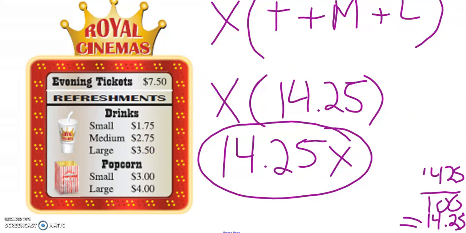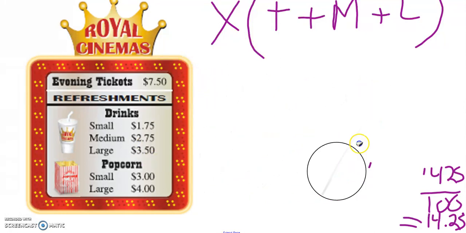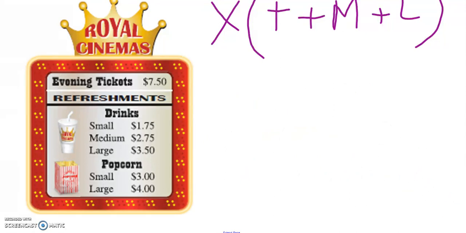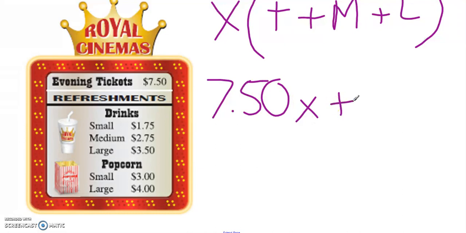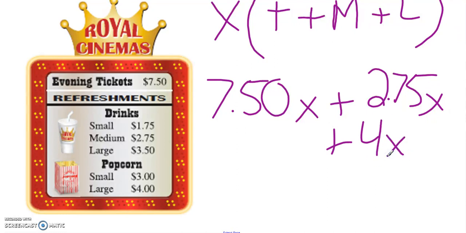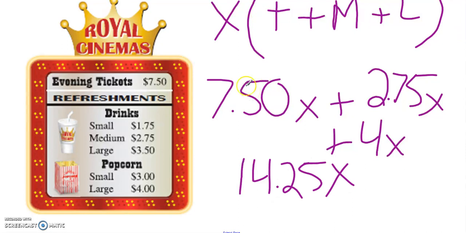However, I'm not going to do all of it, but if you didn't see what I saw, you could have said, okay, well, we don't know how many tickets there were, so we could do 7.50 times x. We don't know how many medium drinks there were, so we can do 2.75 times x, and then plus our $4 times x, okay? And then we could add like terms, and it would give us that 14.25x that we were looking for. So even if you didn't do it like I did it here, you could have easily done it like this, and you would have gotten the same answer.